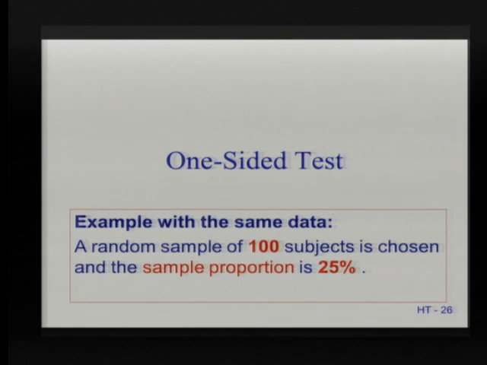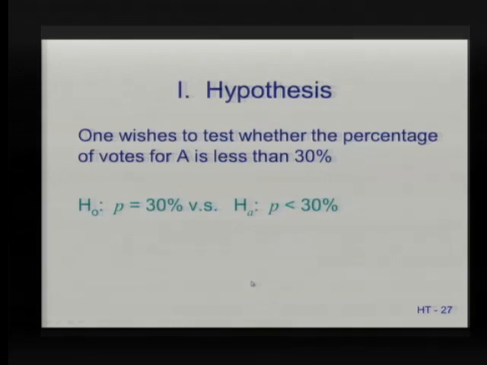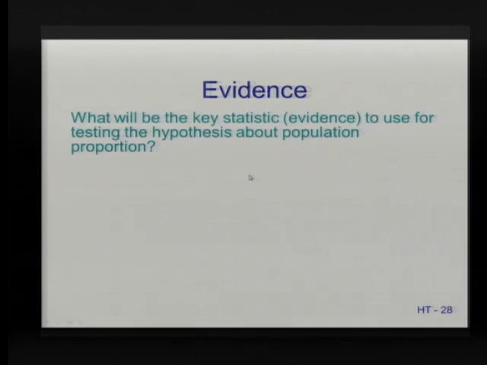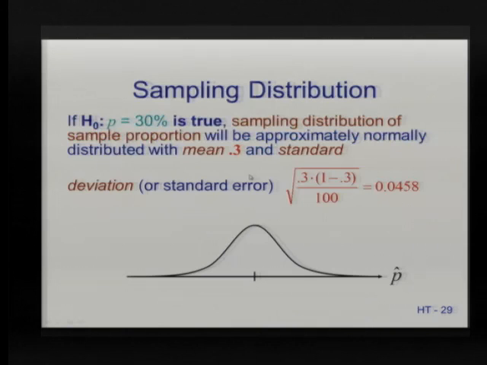So let's look at the one-sided test. We had a two-sided situation. Same data, how about if we do a one-sided test? When we do the one-sided test, the difference is if we want to test whether the proportion of people who vote for A is less than 30%, your alternative would be less than 30%, reflecting this research question. It's the same evidence, and we still base on the null hypothesis to come up with a sampling distribution of the sample proportion.